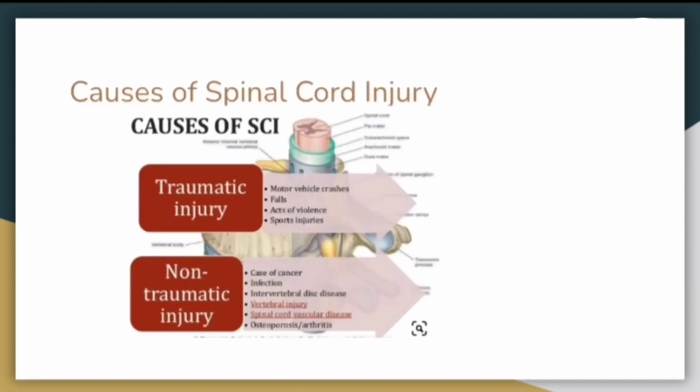Causes of spinal cord injury. There are two types of injury, traumatic and non-traumatic. Motor vehicle crashes, falls, acts of violence, sports injuries are under traumatic injury. Cancer, infection, intervertebral disc disease, vertebral injury, spinal cord vascular disease, osteoporosis or arthritis are under non-traumatic injury.